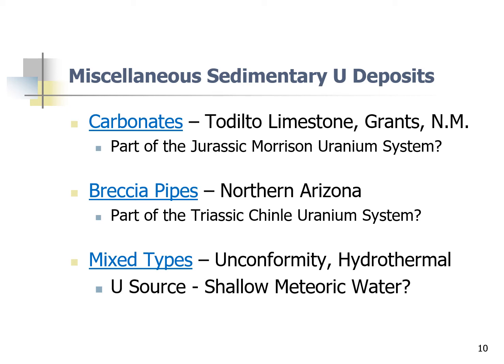There are mixed types. Unconformity deposits in Canada and Australia are very high grade. There are also hydrothermal deposits in China. Some researchers think that the uranium source for these types of deposits may be shallow meteoric water. The question is, how do we get high concentrations of uranium in meteoric water?